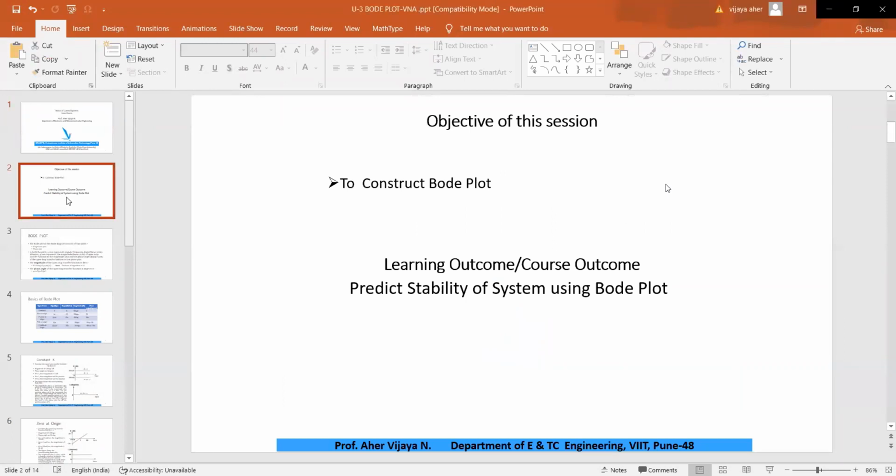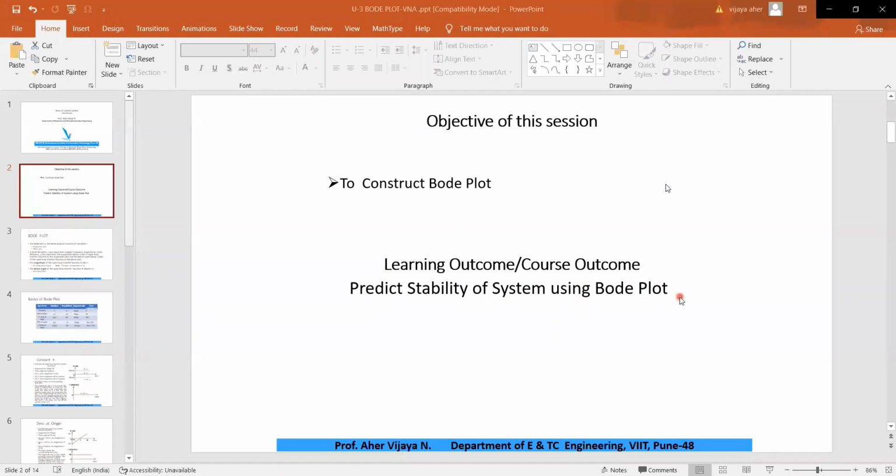Before starting, you should know the objective of this session. What is the objective of this session? Students, the objective of this session is to construct the BODE plot. And what is the outcome? The learning outcome or course outcome is to predict the stability of a system using the BODE plot.